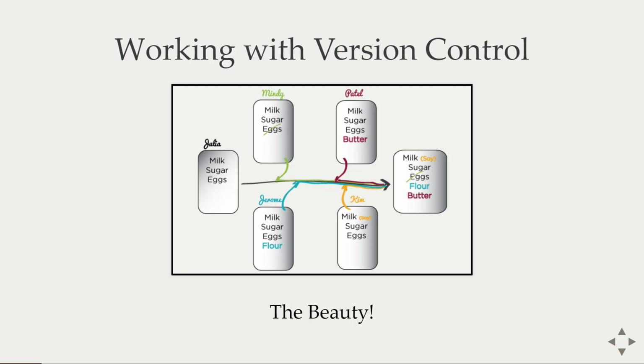Now let's look at the difference with version control. So it starts out still with, Julie says, hey, I need these three things. And then Mindy says, oh, I'm going to make an update. Jerome gets that, merges it in, says, I now need flour. Patel adds in butter. Kim says, I need soy milk, and at the end, you have one merged list. You know exactly what you need to buy. That's the power of version control. Taking all these changes, merging them together so you get a good output at the end, and you're not questioning what the output is supposed to be.